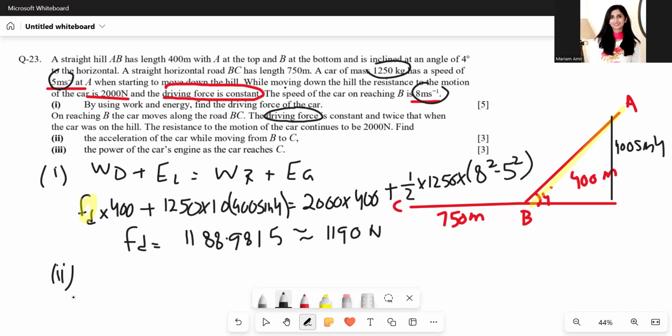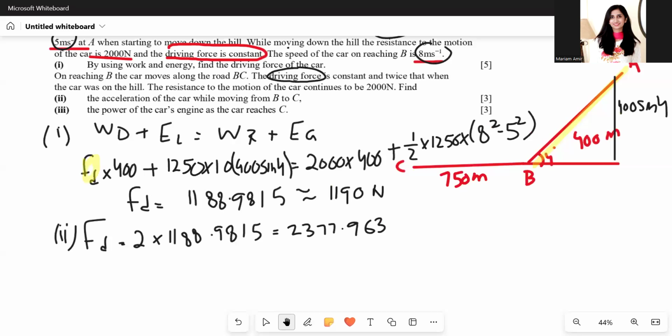Okay, so back to the question. The driving force is now twice the initial driving force. I'm going to do 2 times 1188.9815, which is, answer times 2. I'm getting 2377.6963. The resistance is still 2000. Find the acceleration of the car while it's moving from B to C.